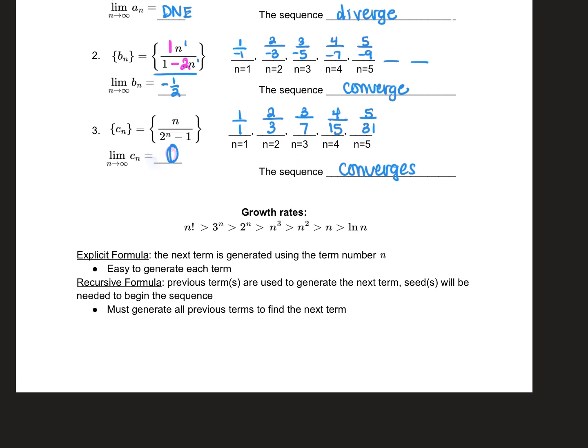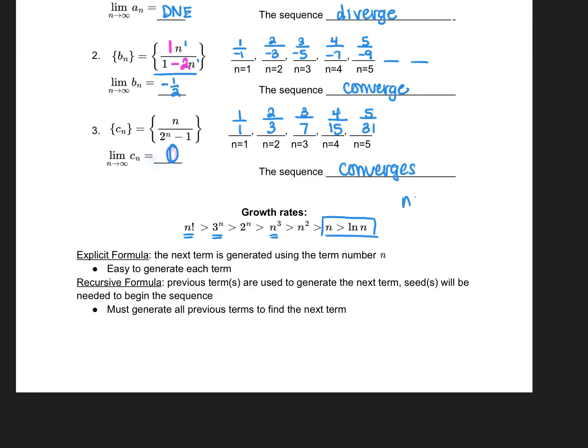So like I said, we got to pay attention to growth rates because it makes things so much faster. So n factorial is going to grow faster than an exponential. The bigger the base, the faster it's going to grow. Then the polynomials, the higher the power, the faster it'll grow. And this right here is sometimes hard for people to understand why that's true.